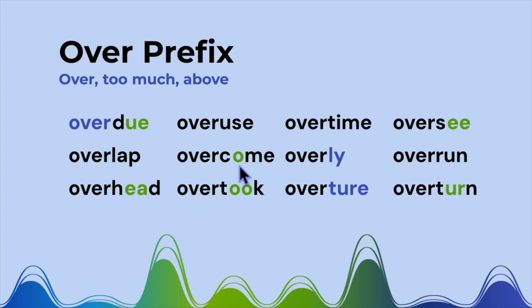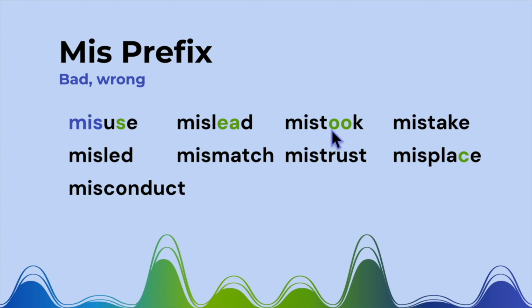Overlap. This O is going to schwa and sound like a short U. Overcome. Overly. Overrun. EA usually says E, but in this word we'll have a short E sound. Overhead. These O's are going to say their long sound in this word. Overtook, overture. TURE at the end of a word usually sounds like chur because TURE is hard to say. UR says er. Overturn.